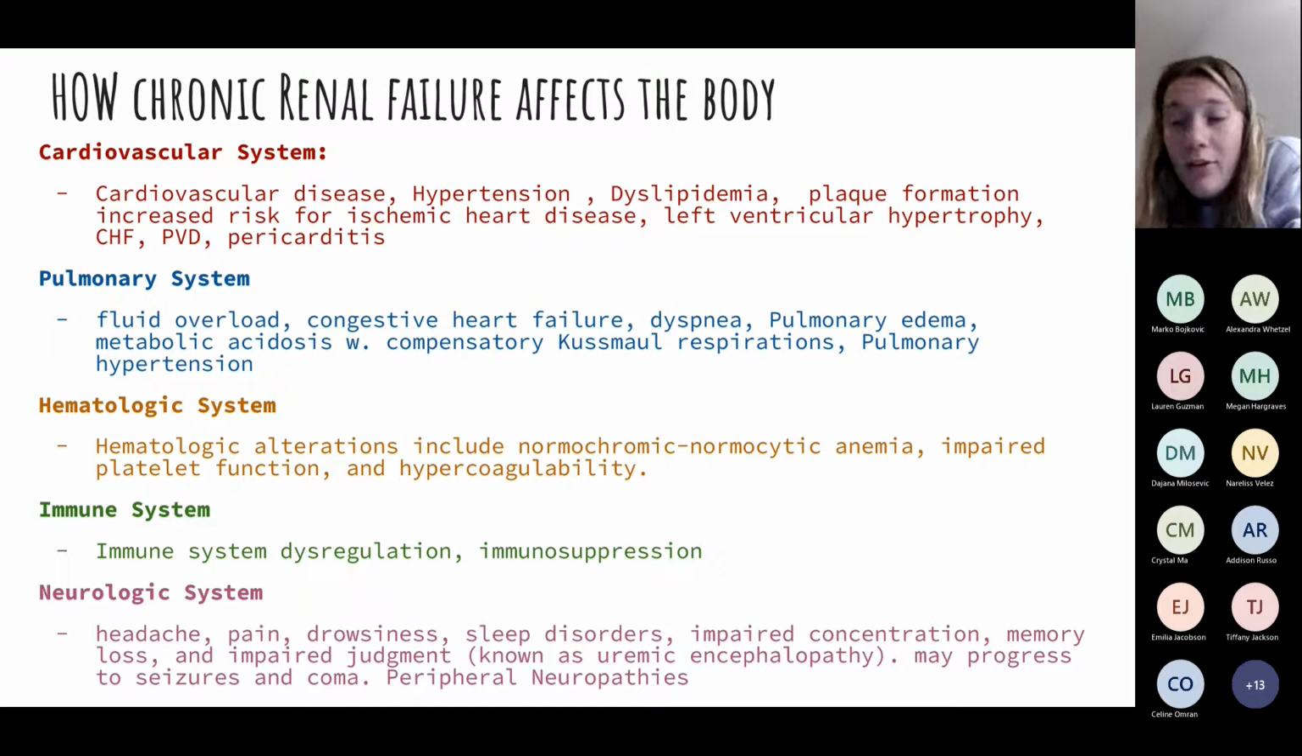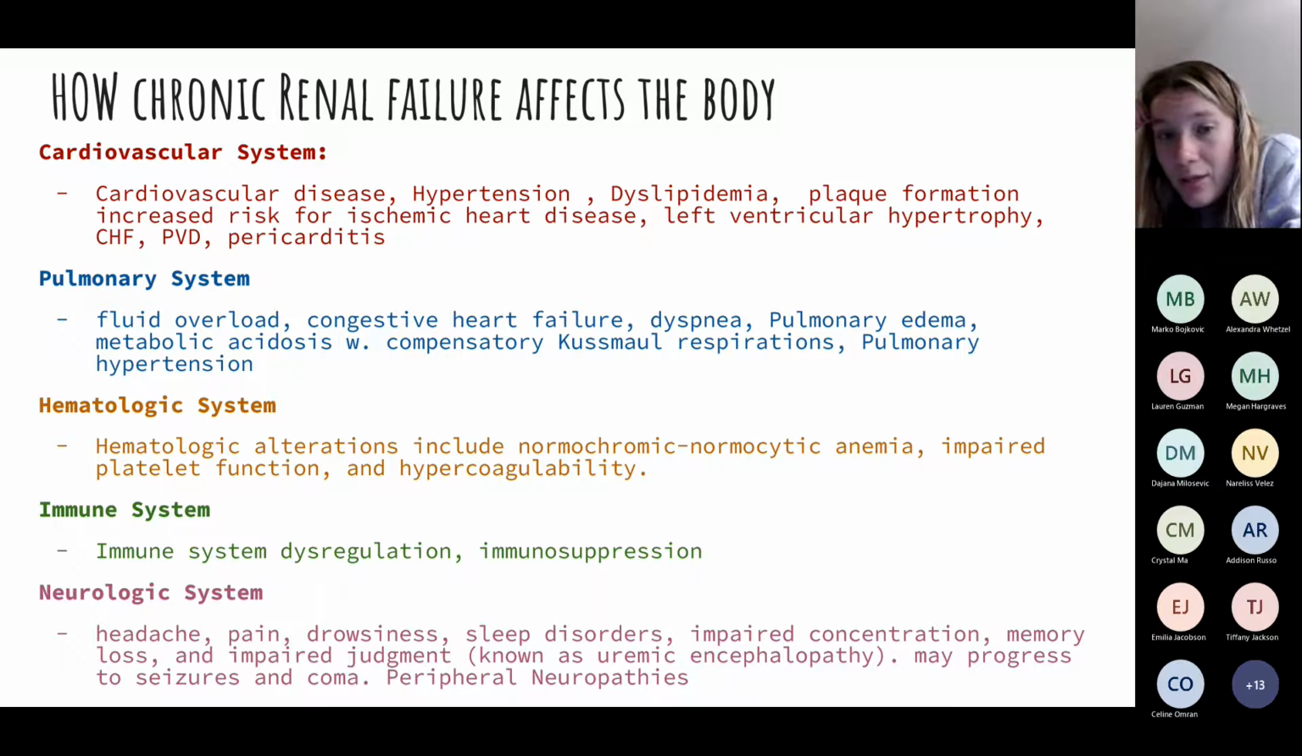So we love our kidneys. They're super important and they affect the whole body, specifically our cardiovascular system. They help maintain our blood pressure, so if my kidneys don't work, I'm going to have a really hard time regulating my blood pressure. My kidneys excrete fluids. If I have fluid overload, I'm definitely going to feel those effects in my pulmonary system.